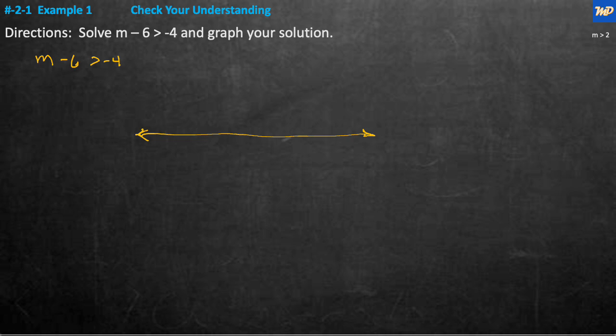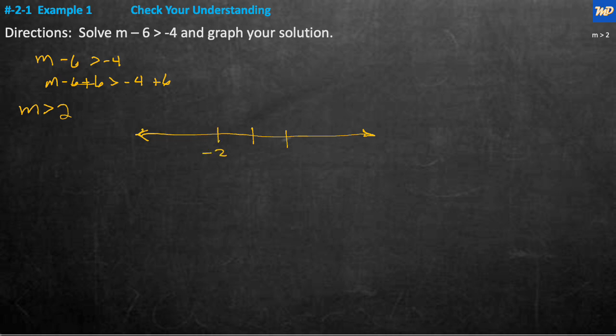And we have to get m by itself. We're going to leave it right where it is. We're going to add 6 using the addition property of inequality. So m minus 6 plus 6 is greater than negative 4 plus 6. When we simplify this, we're going to get rid of the 6's and we're going to have m is greater than negative 4 plus 6 is 2. Greater than. So there's no equals. So I'm going to put down 0 here and I'm going to put 2, negative 2.